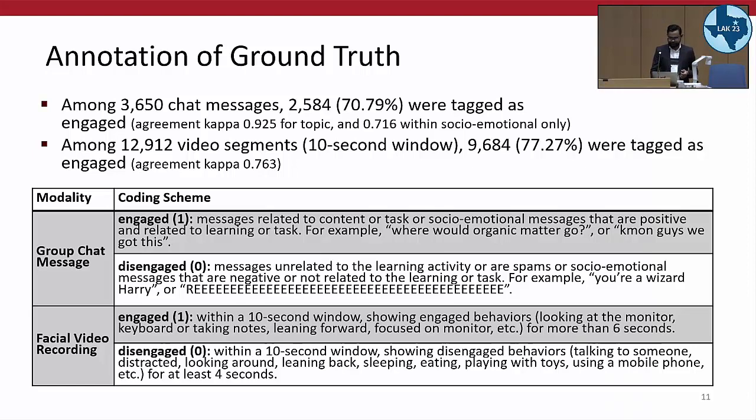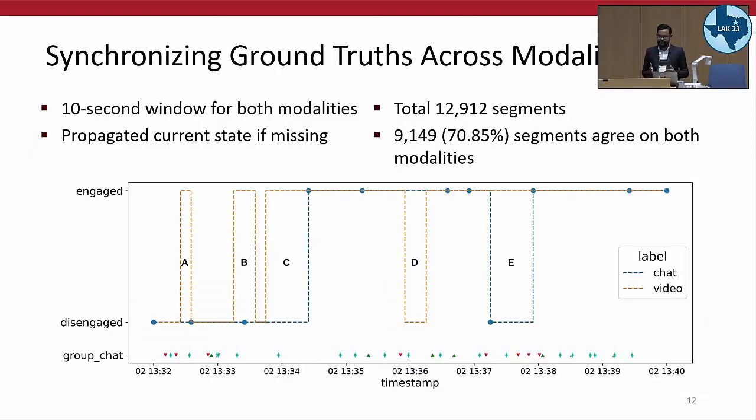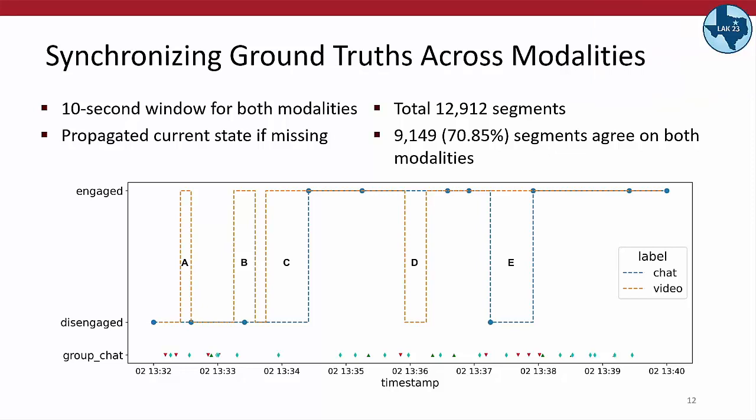Now that we have 2 different sets of ground truths, one coming from the chat data and one coming from the video data, we wanted to understand when they agree with each other and when they don't. So for that, to have comparable results, we also made a 10-second window for the chat modality and propagated the current state of their chat-based engagement or disengagement throughout the next signal.